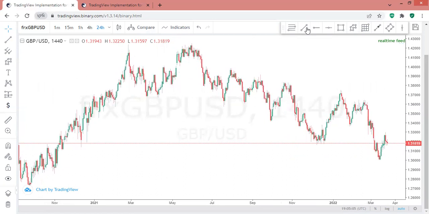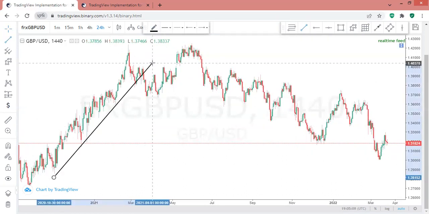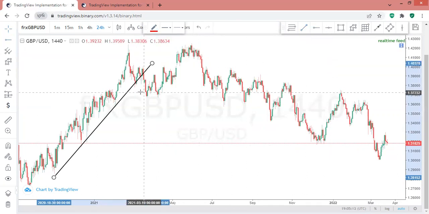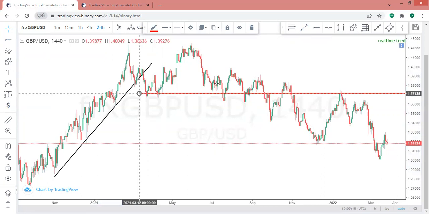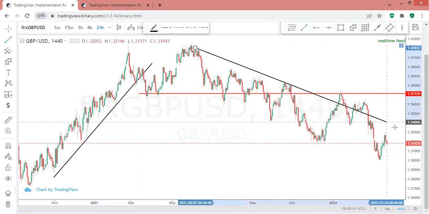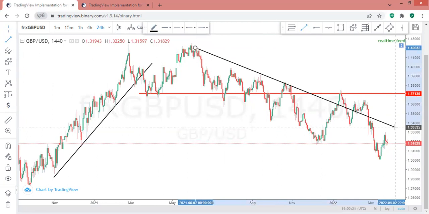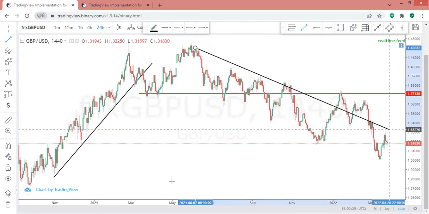I told you price only does three things. You see the up movements, then you see the sideways movement, then price started trending down. Price only does three things, three movements in the market. It's either going up, moving sideways, or going down.